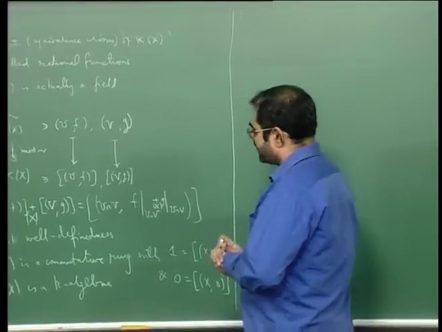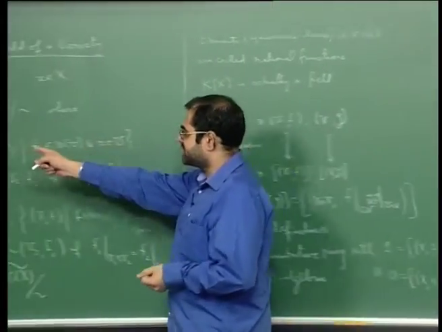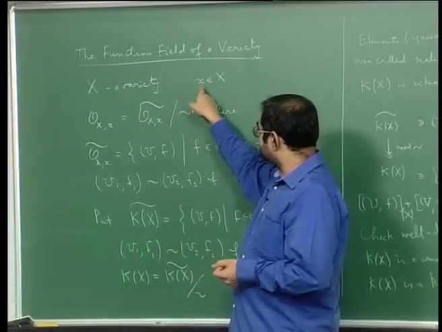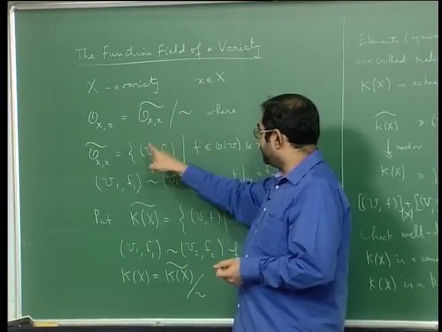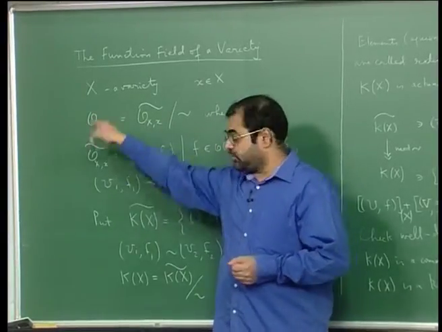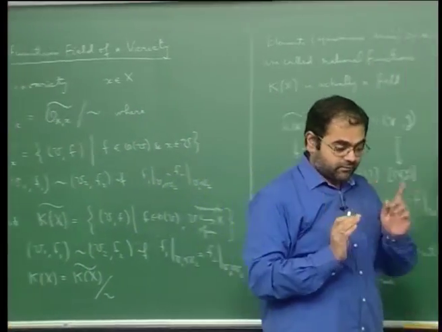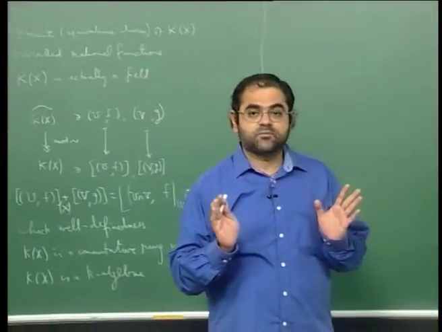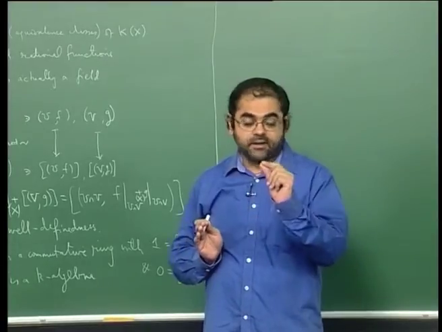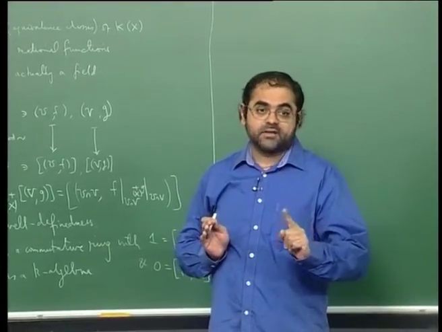Now the point is the following. In the earlier case, if you took open neighbourhoods of a point and defined this equivalence, then mod this equivalence you got a local ring, a commutative ring which was also a small k algebra, but it had only one maximal ideal and therefore it became a local ring.